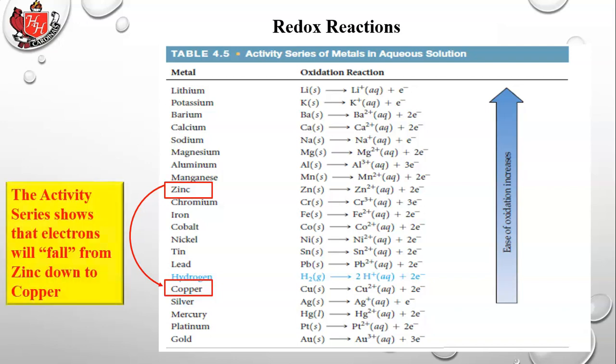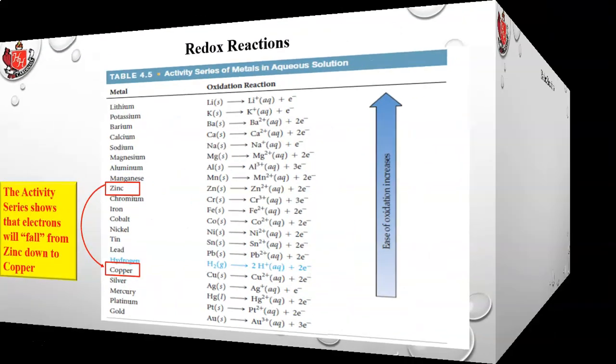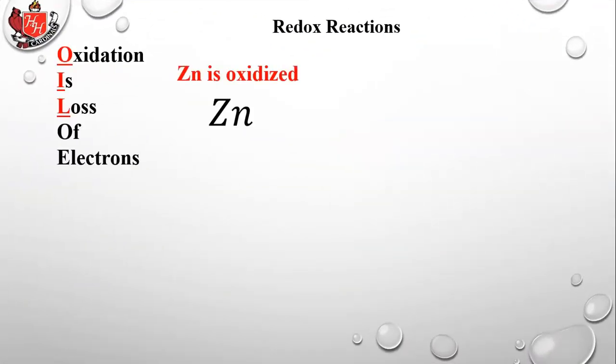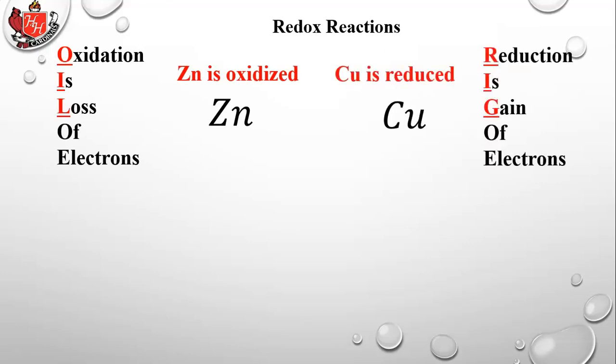The activity series shows that electrons will fall, in the last example, from zinc down to copper. Oxidation is loss of electrons. Zinc is oxidized. Copper is reduced. That's reduction, gain of electrons. So there we see the same example.